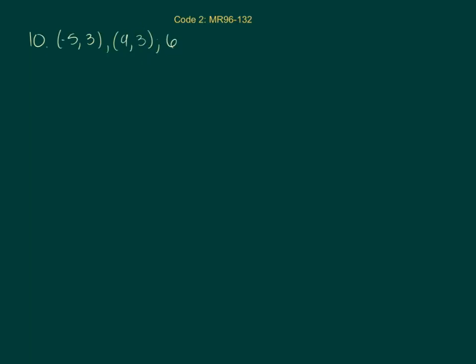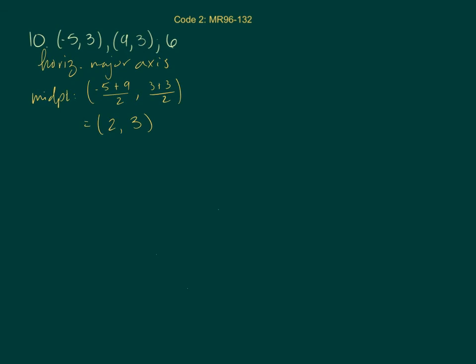Number 10. We've got the foci (negative 5, 3) and (9, 3), and the difference in the focal radii is 6 this time. So if you notice, the change is going to be in our axis. So that means we have a horizontal major axis for our hyperbola. And so again, the first thing we're going to do is find our center. So we're going to find our midpoint. So (negative 5 plus 9) over 2, (3 plus 3) over 2. This is going to be (2, 3).